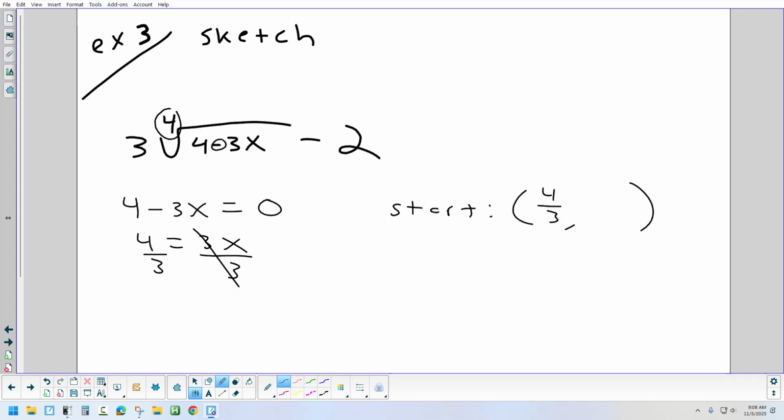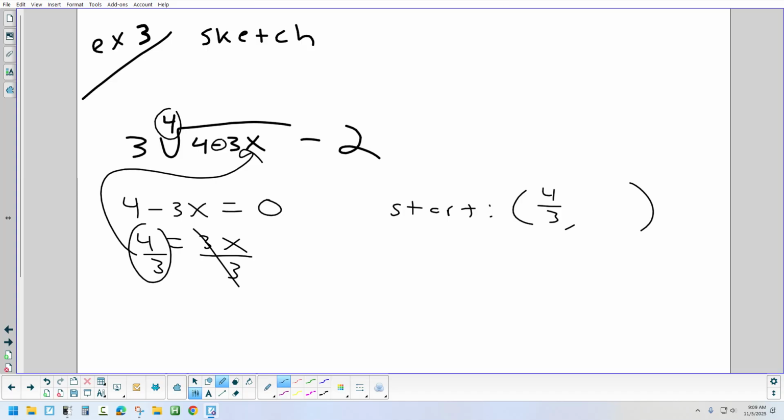Okay. So the new starting point has an x value of 4/3. Right, and it's just going to be a -2, because when you plug 4/3 back in, 4 divided by 3 times 3 is 4. 4 minus 4 is 0. And 4th root of 0 is 0, and 0 times 3 is 0. Minus 2.